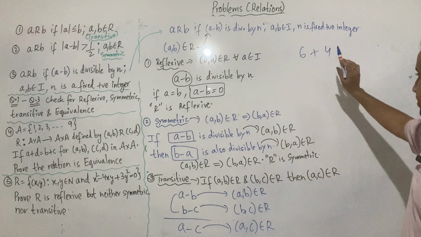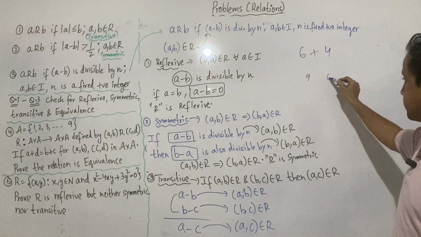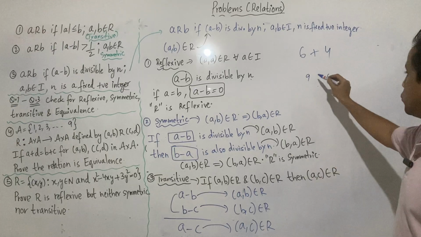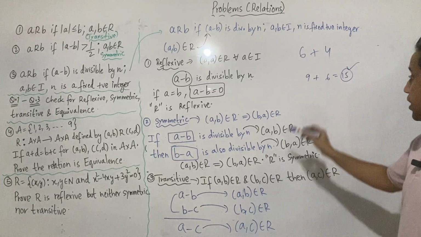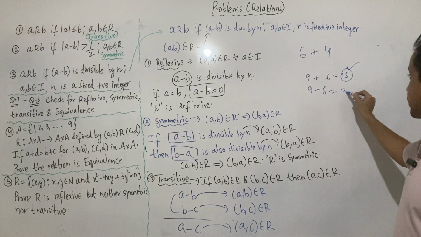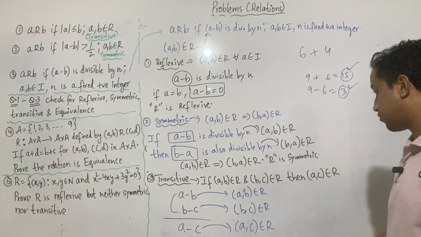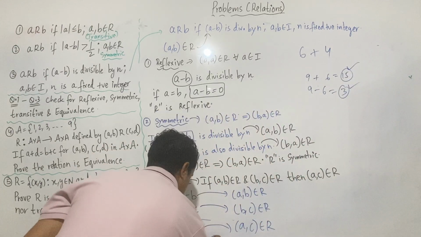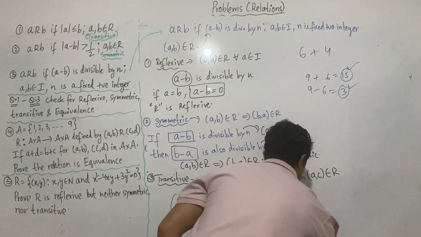Any other example? Let's say that here 9 is divisible by 3 and 6 is divisible by 3. You add these two numbers, 15. 15 is also divisible by 3. You subtract these two numbers, 3. It is also divisible by 3. So we are doing the same thing. Therefore, R is transitive.